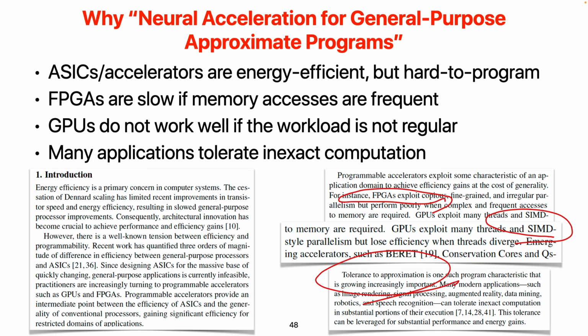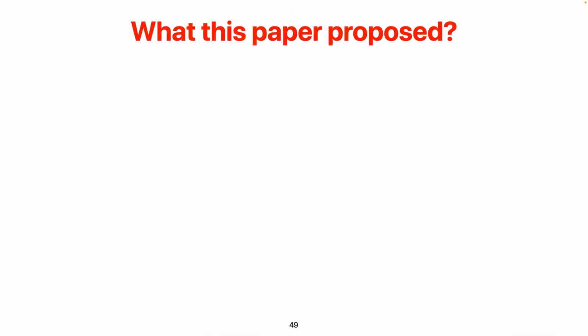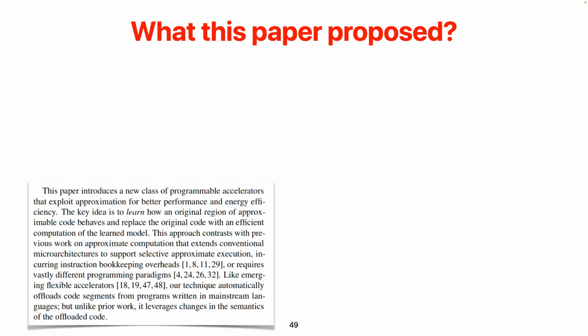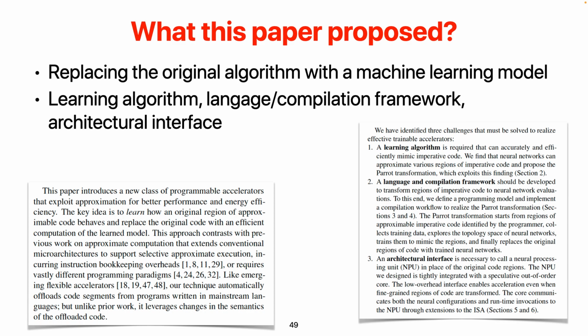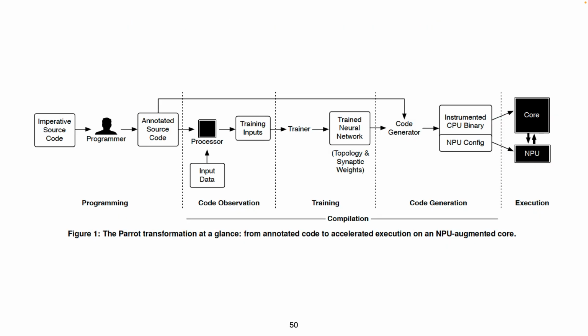So what do they propose? Okay, so here's the thing, right? They introduce a new class of programmable accelerators, and they propose a framework. And the basic idea is what? Replacing an algorithm with a machine learning model that approximates that algorithm, right? That's the whole idea of NPU. And to do this, you need some kind of learning algorithm to train the model that would replace the algorithm. And you need some kind of language, compilation framework, and architectural interface, right? So that's their proposal, and this is the whole workflow of the paper.